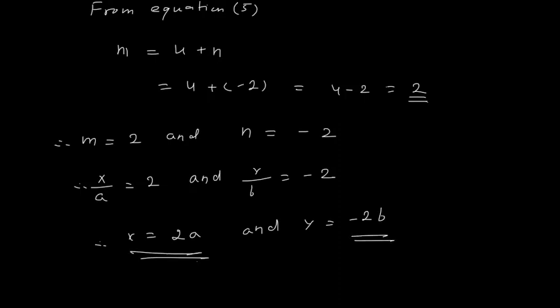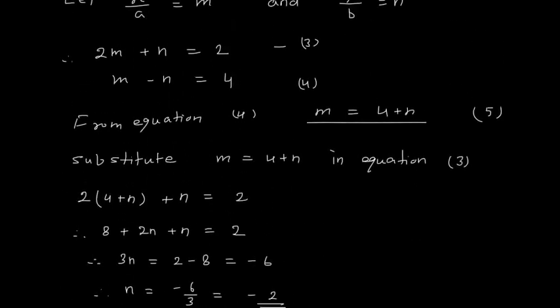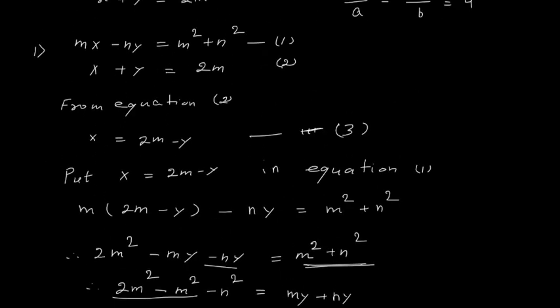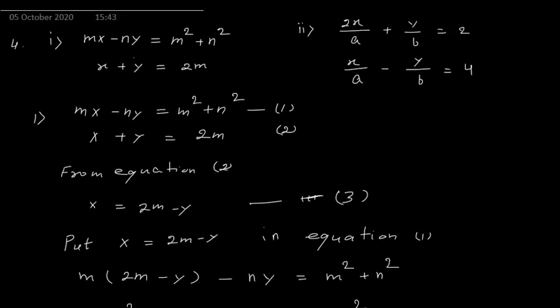So x is 2a and y is minus 2b. You could have solved in terms of m, a and b as we have done here for m and n. But by substituting x upon a as m and y upon b as n, our problem becomes simpler and easy to solve.